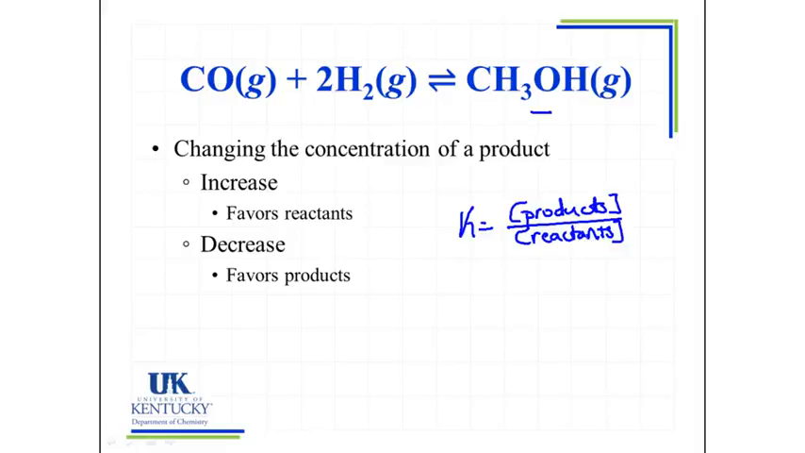Now these are just 2 examples of what Le Chatelier's principle is telling us. It's all about responding to some disturbance to the equilibrium. In these 2 scenarios, we looked at increasing and decreasing the amounts of reactants and products.